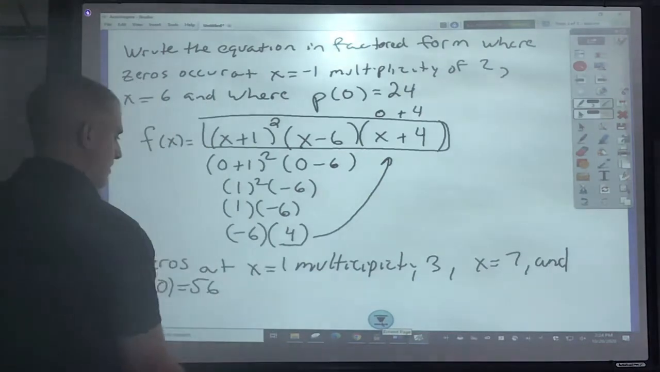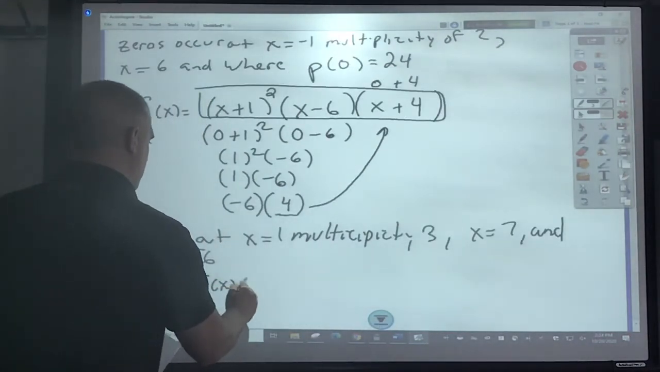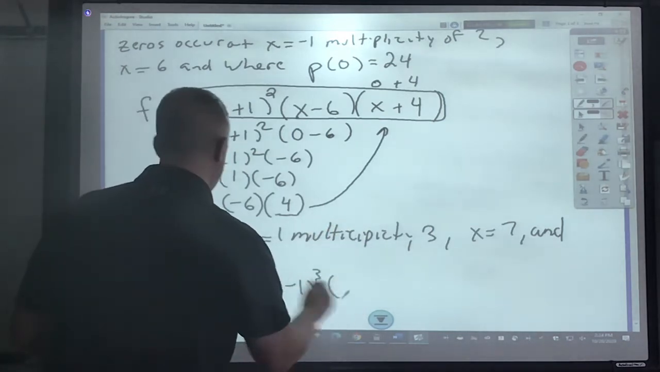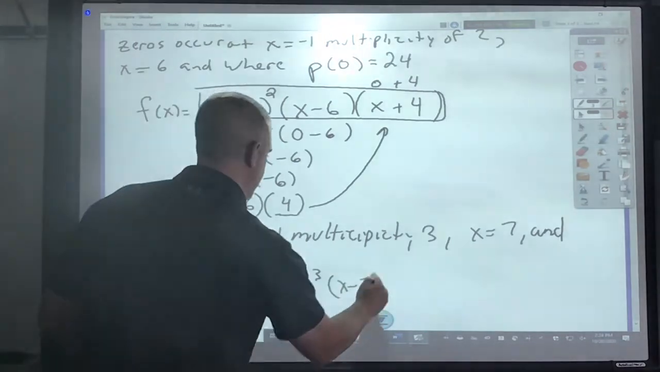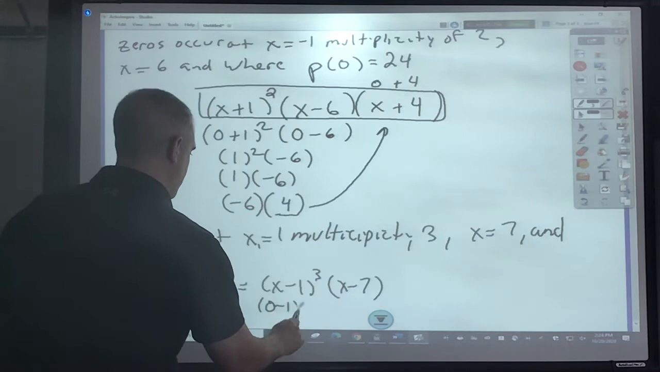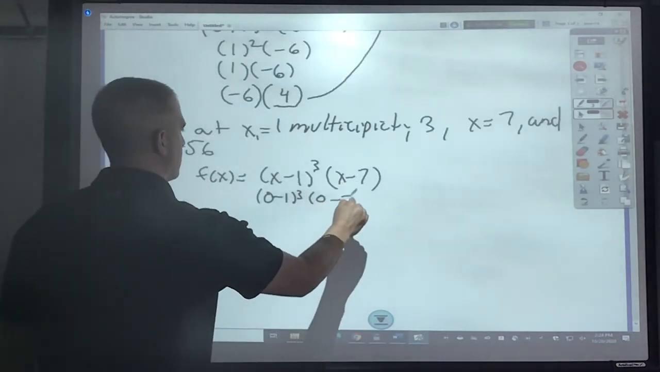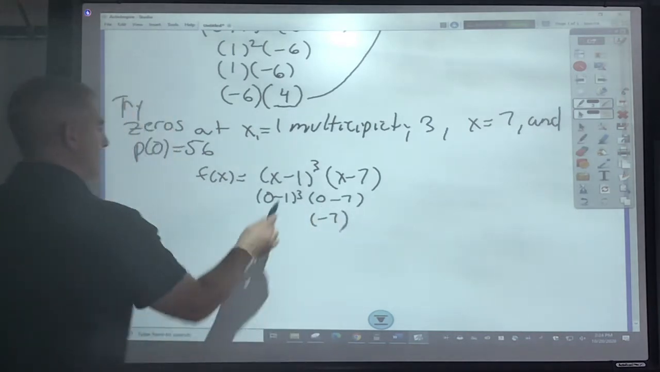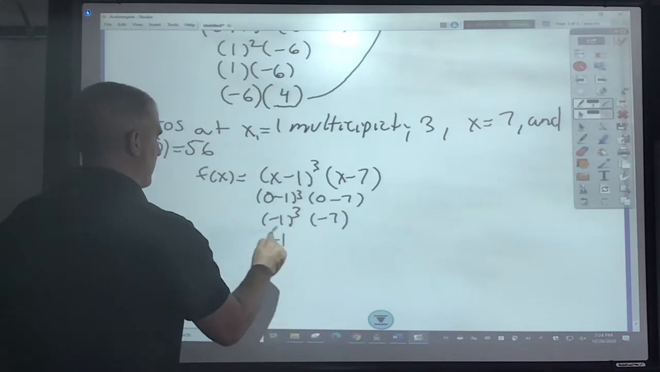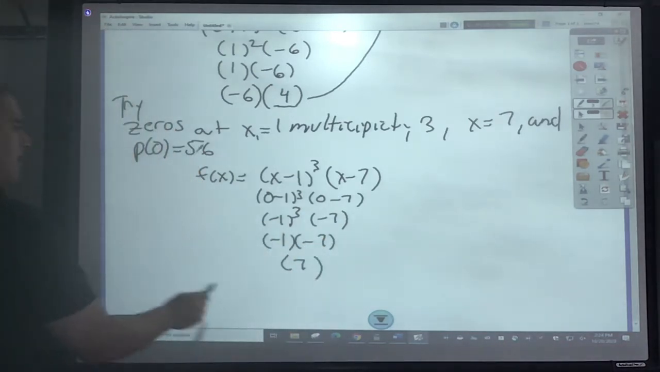Okay? All right, so what I would do: x equals 1 would be x minus 1 cubed, because multiplicity of 3. That would be x minus 7. To figure out this evaluation, I would put 0 in there, and 0 in here. So that'd be -7. This would be 0 minus 1, which would be -1 cubed, which would make that -1 times -7 would be +7.